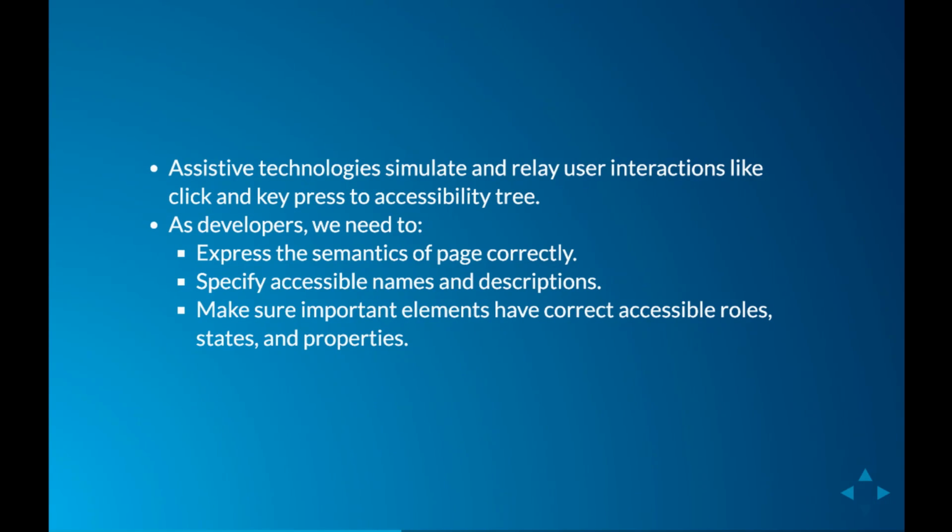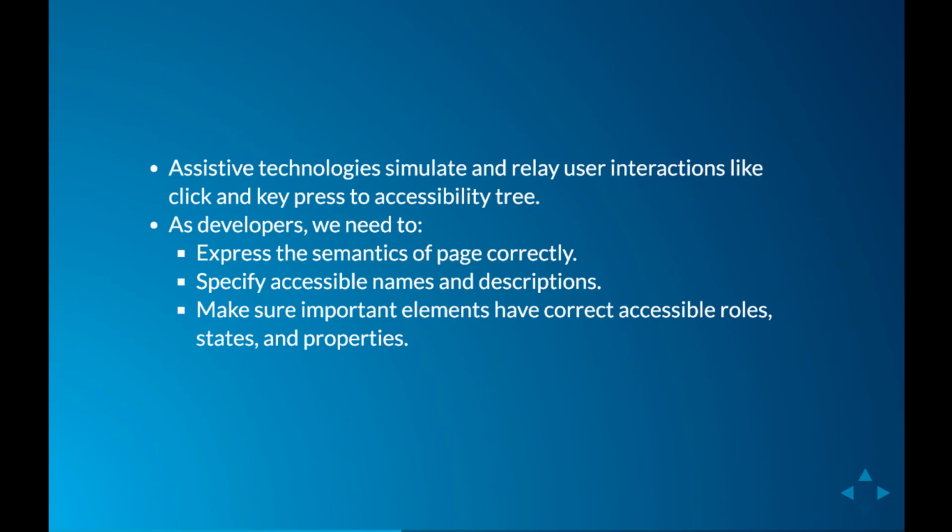So again, the screen reader will also relay users' input, like mouse clicks or keyboard clicks, back to the accessibility tree to the browser. The browser will take that input and change the state of the page for the user. So as developers, we really need to express the semantics of the page correctly, because if we don't have good semantics, the browser doesn't know what information it needs to convey to the screen reader. And we need to have accessible names and descriptions, because again, that information will be put into the accessibility tree for screen readers to use.